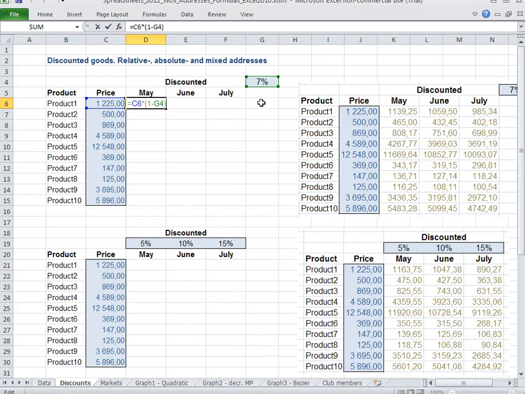Now the problem comes as follows. We would like to copy this formula down and then copy this formula also to the left-right direction. So naturally we don't want this 7% to move. Thus we're going to take this formula, double click in it, take G4, which is the green 7%, click F4 and be left with $G$4.